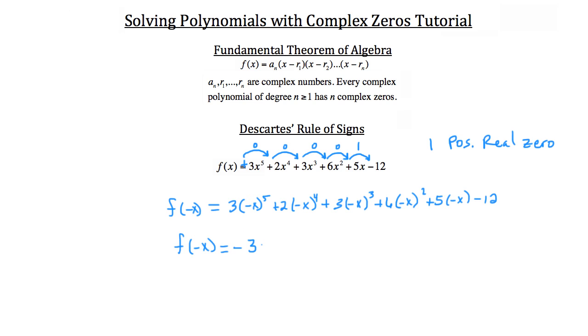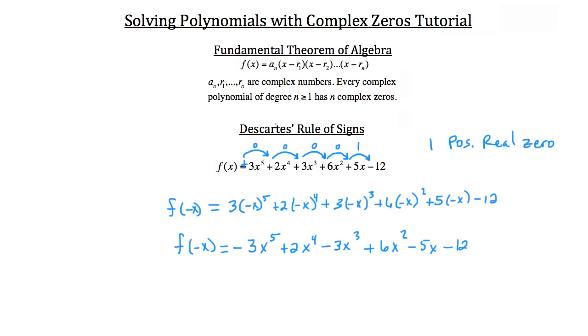So we're going to have negative 3x to the 5th. This negative x is being raised to an even exponent, so it's going to be positive. So plus 2x to the 4th. Then we've got another odd exponent, so we're going to switch the sign. Because it was plus, I'm now going to make it minus. So minus 3x cubed. We've got another variable to an even exponent. So this is going to stay with whatever sign it currently has, and it currently has a positive, so it will keep that positive. So 6x squared minus 5x, because there's really an invisible 1 there, which is an odd exponent. So you're just going to leave that negative x as it is, minus 12.